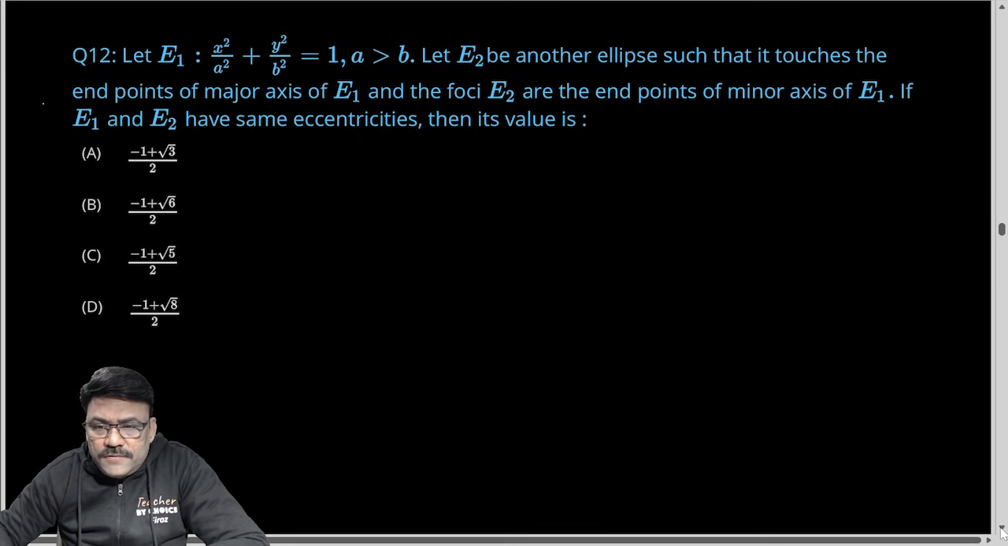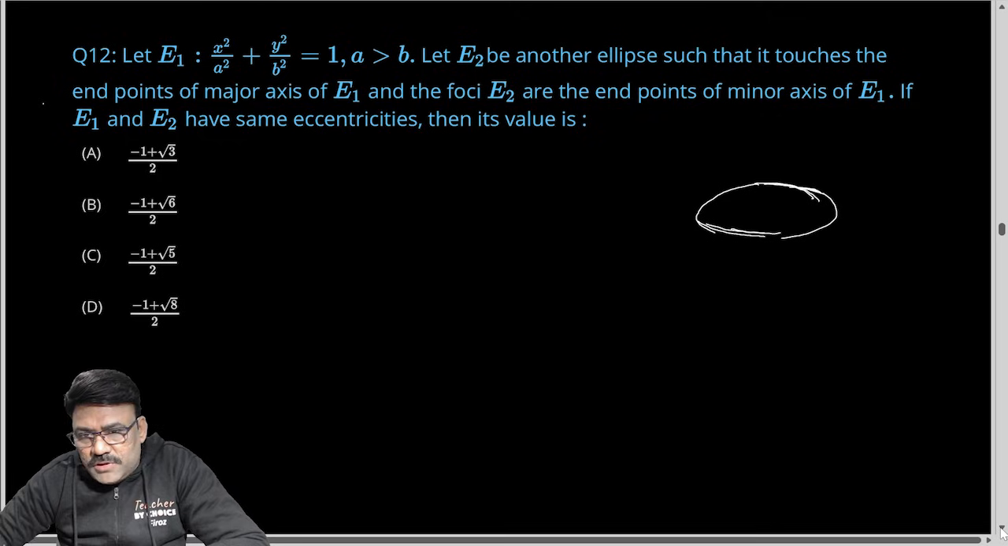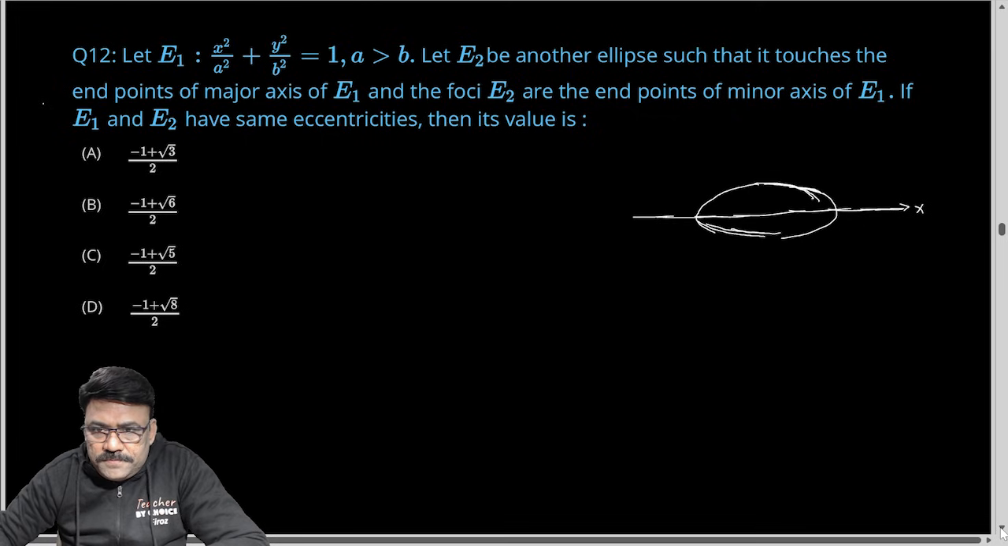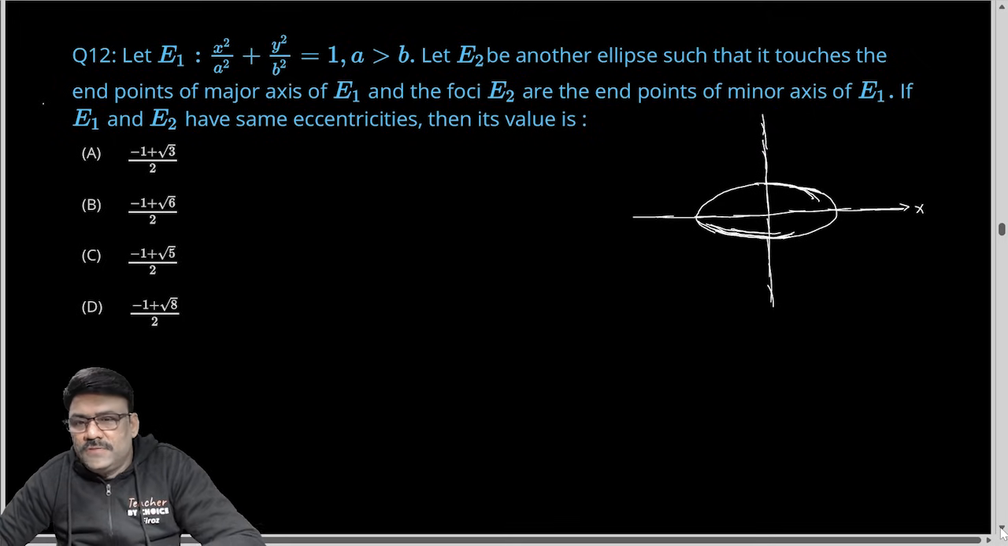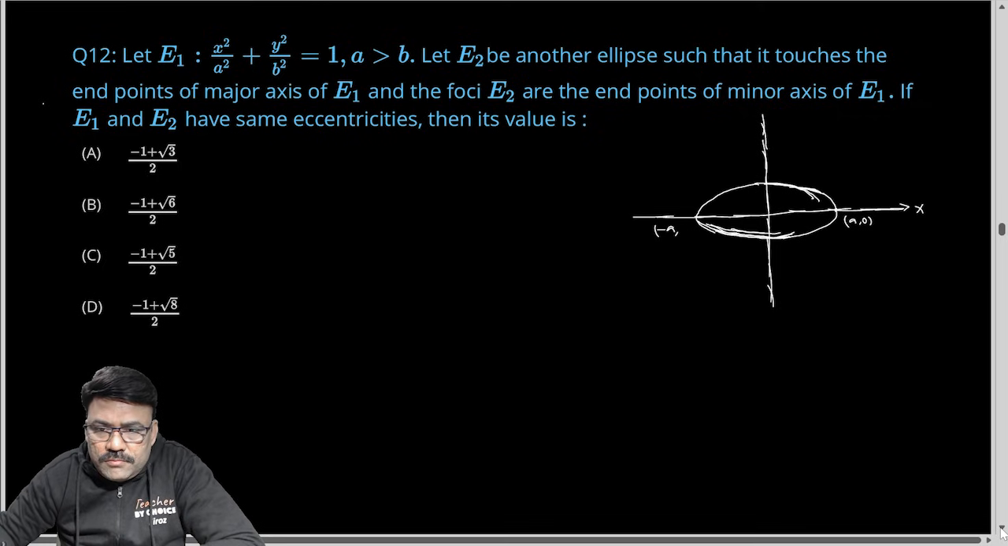So actually, first you have an ellipse, a horizontal ellipse. Let's draw a horizontal ellipse first. Let's say this is x-axis, major axis, and this is y-axis. Now we have another ellipse. This point is basically a comma 0, minus a comma 0. This point is 0 comma b and 0 comma minus b.